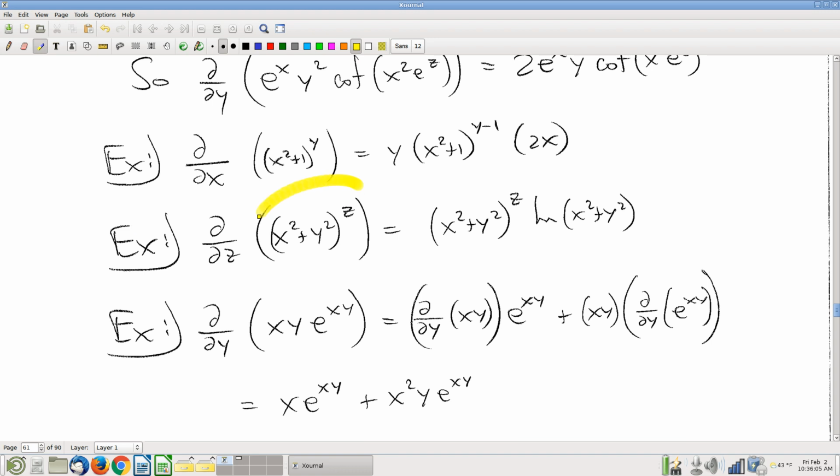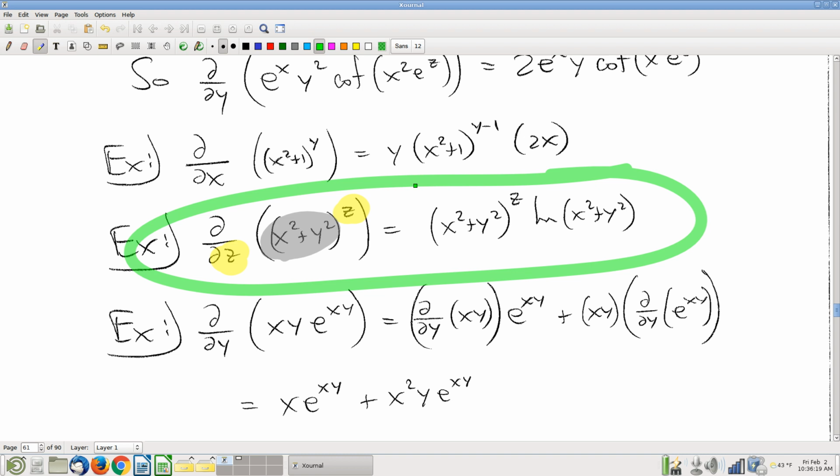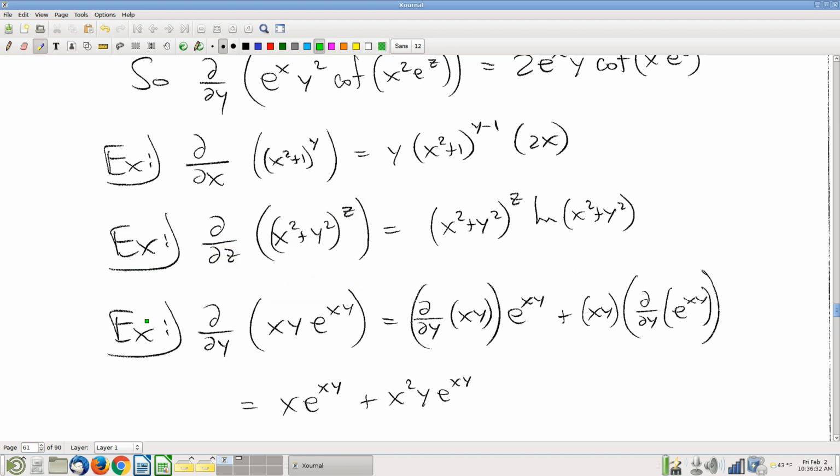Same sort of deal, function to the power of a function. In this case, we're taking the partial with respect to z, and the base is a constant. And so we all remember the rule for taking derivatives of exponentials. And this is an exponential because I have a constant, right? All constant to the power of z. It's like this is a to the z, where a is a constant, because that is a constant.